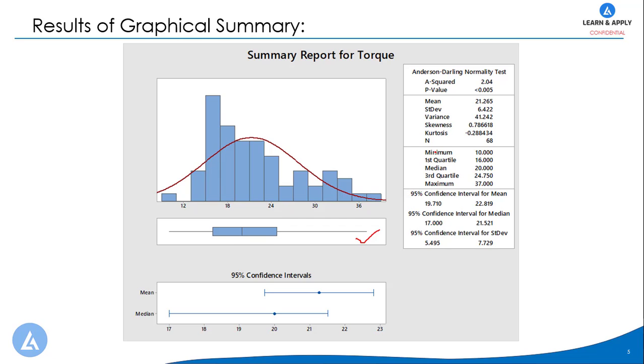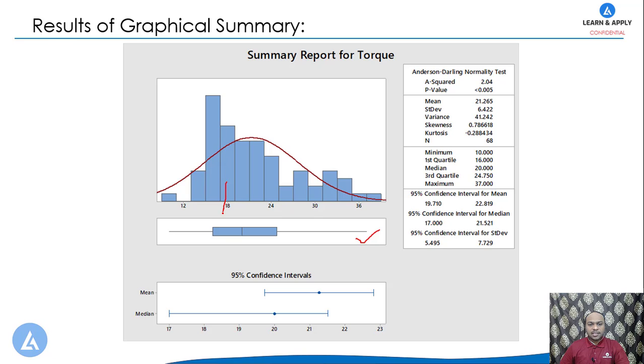The third table in the results is indicating the values of the box plot. That is, minimum value is 10, first quartile value is 60, median is 20, third quartile is 24.75 and maximum torque value is 37. This is indicating that almost all the torque required to open the cap of the bottles is more than the target value, that is 18.